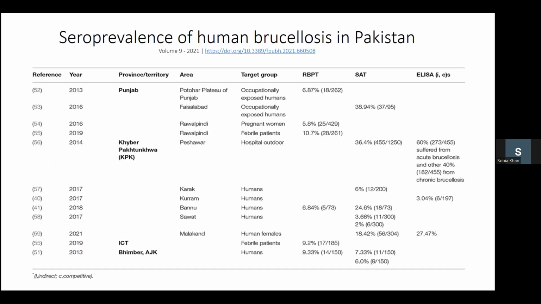However, if we see the seroprevalence of human brucellosis in Pakistan, as evident in this systematic review again, the seroprevalence is quite variable depending upon the populations studied, high-risk populations or inpatients or outpatients, and it ranges anywhere between 5 to 10% by the Rose-Bengal test. However, by the standard agglutination test, the seroprevalence percentages are quite higher.